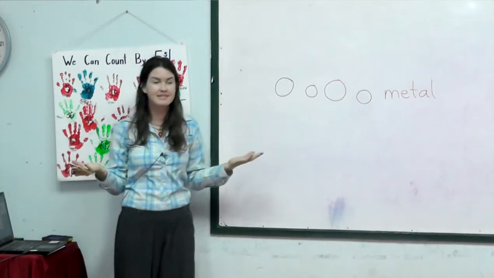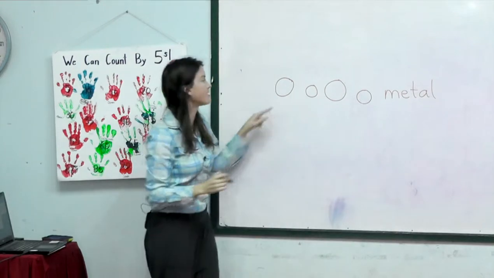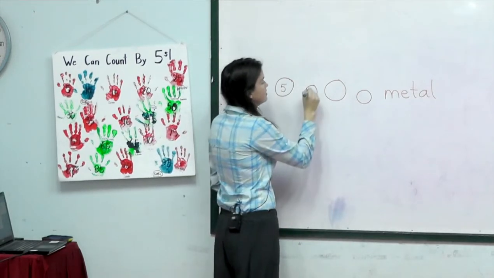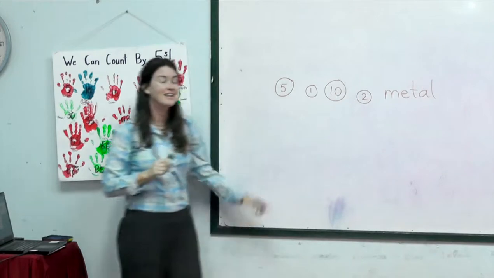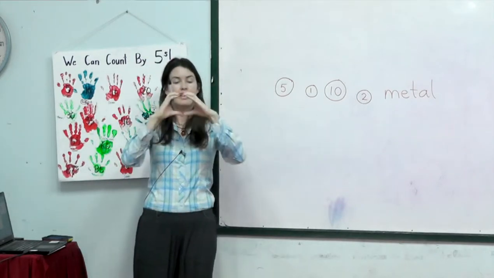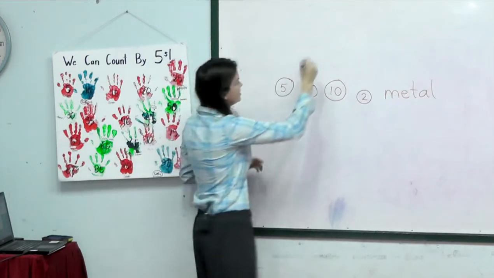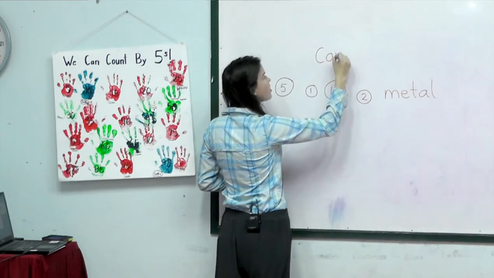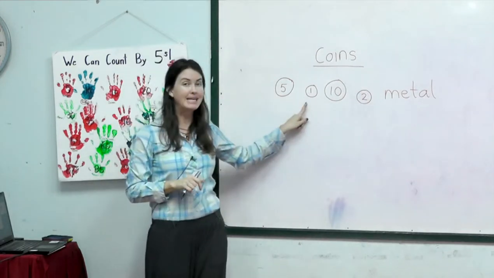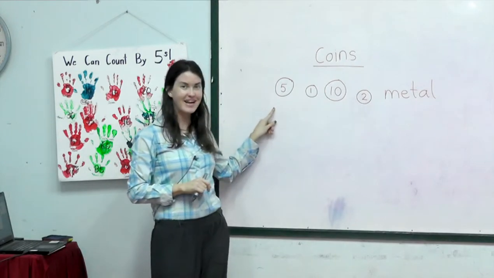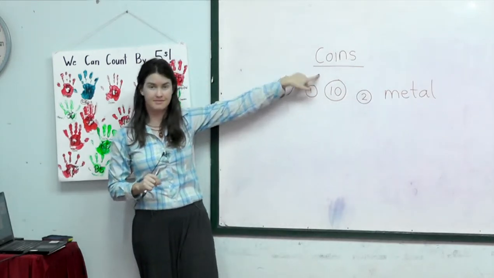And they're different sizes. Are they all equal to the same amount? No. They're different. Some are worth 5. Some are 1. Some are 2. Some are 10. Yeah. So we call the money that's metal and a little circle, we call those coins. Coins. Good. It's a funny word, but you are doing a great job. Coins. The 1 baht, the 2 baht, 5 baht, 10 baht. They're all made of metal, and we call those coins.